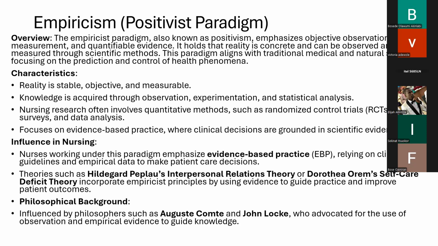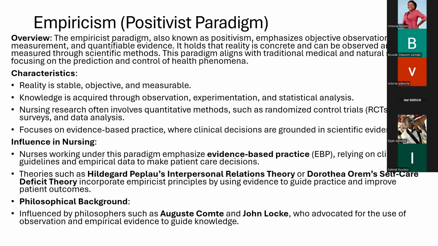If the patient's blood pressure is 120, the patient is fine. And if the patient's blood pressure is 220, the patient is ill. So reality is stable based on these numbers. It is objective, it is measurable. Knowledge is acquired through observation, experimentation, and statistical analysis.